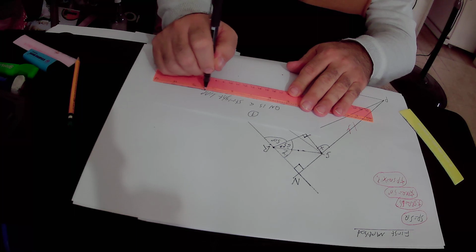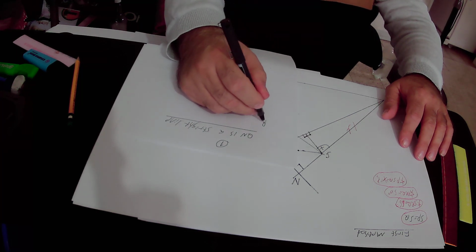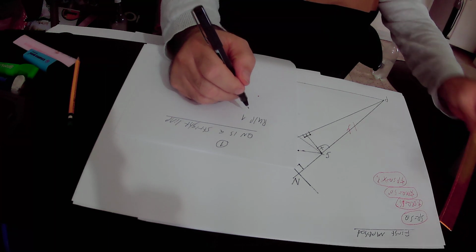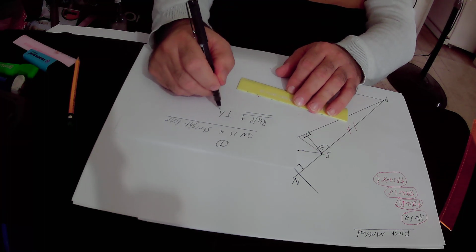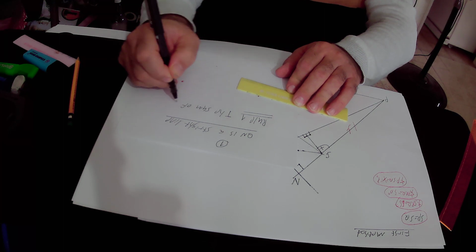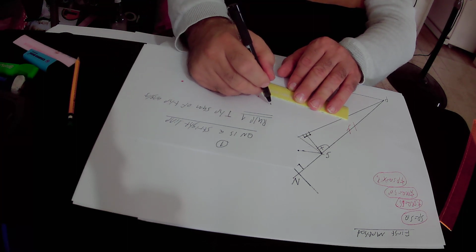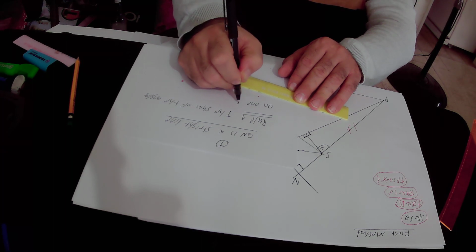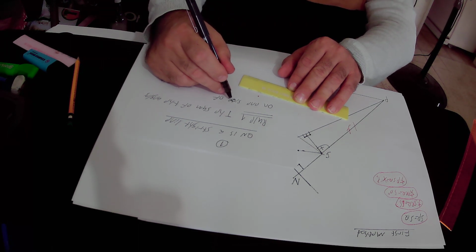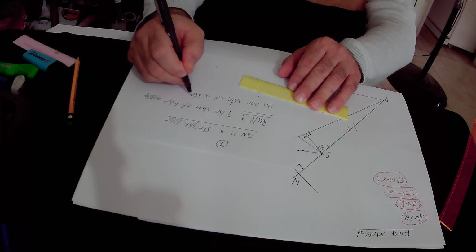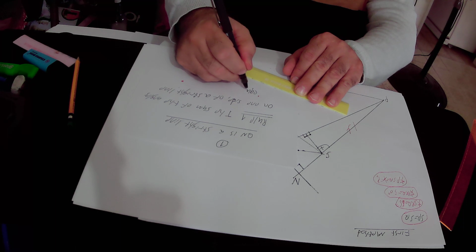And we have rule number one. Rule number one states that the sum of the angles on one side of a straight line equals 180 degrees. I will write it down. The sum of the angles on one side of a straight line equals 180 degrees.